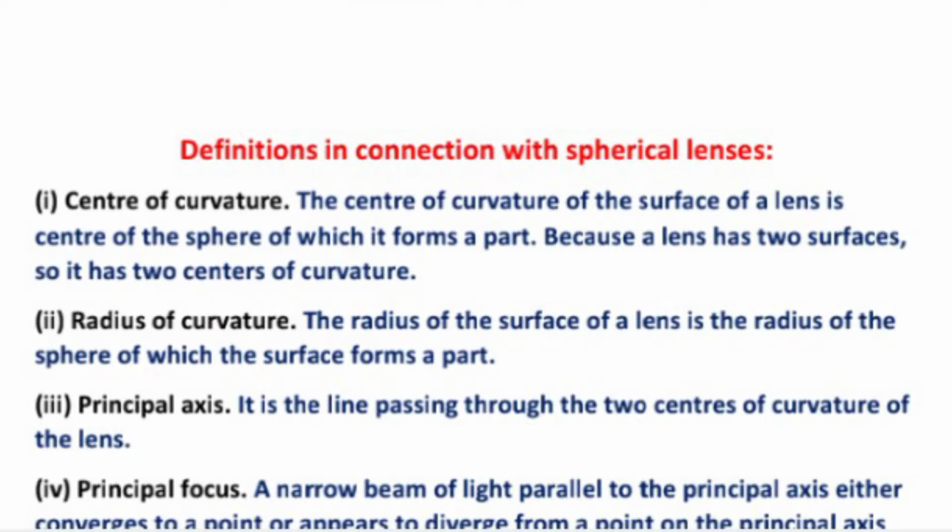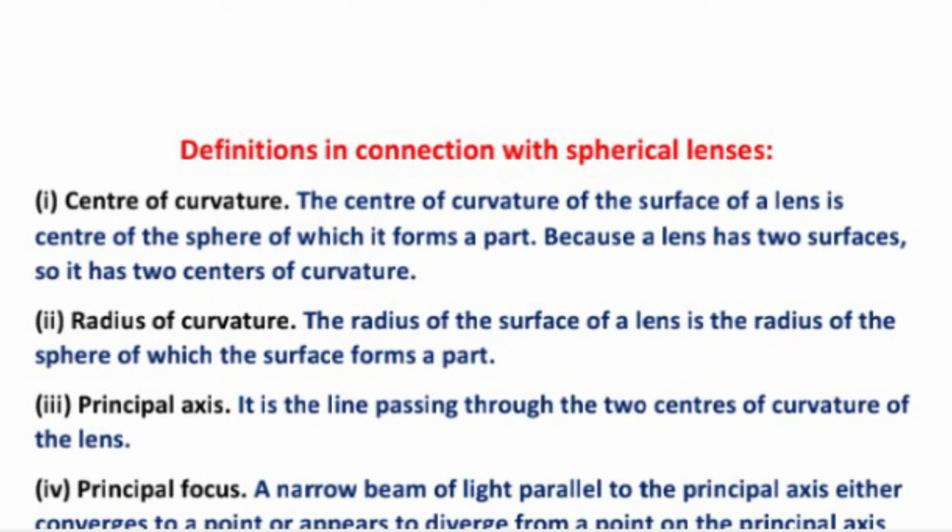Number two is radius of curvature. That was center of curvature, now the radius of curvature. The radius of curvature of the surface of a lens is the radius of the sphere of which the surface forms a part. Number three, principal axis. Principal axis is the line passing through the two centers of curvature of the lens.